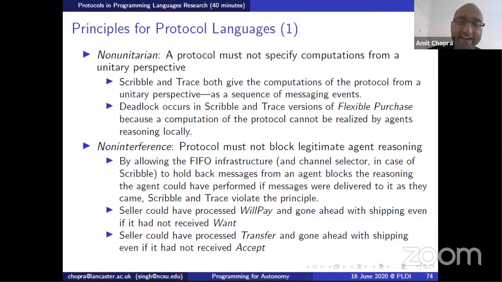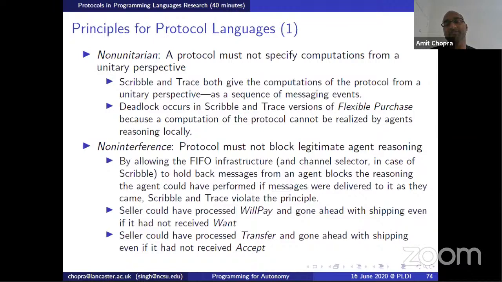Now, we saw that with Scribble, where it blocks the agent from seeing the transfer message because it is a channel from the bank. It is blocking the seller's ability to process that message and go ahead with the delivery because it has received the payment, so why not go ahead with the delivery? But Scribble will block that simply for purposes of ensuring whatever notion they have of correctness. And FIFO does the same thing. So FIFO, the infrastructure holds back messages that could have been delivered to the agent, but the messages will be held back waiting for some other message.